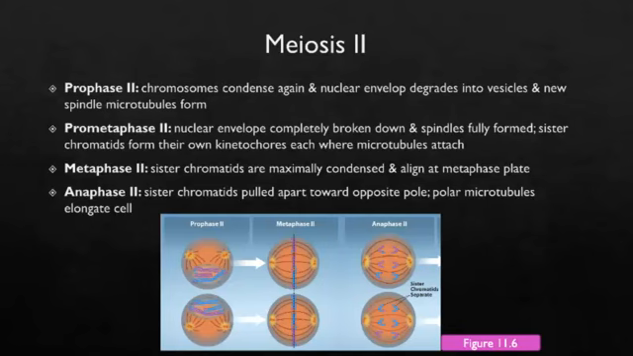So I already kind of went through and gave you a summary of each of these phases. The only thing I'll mention is we did not discuss prometaphase 2. At this point, the nuclear envelope will be completely broken down and the spindles are fully formed, and the sister chromatids will form their own kinetochores, each where our microtubules will attach, which prepares it for metaphase, where we can line it up on that metaphase plate.